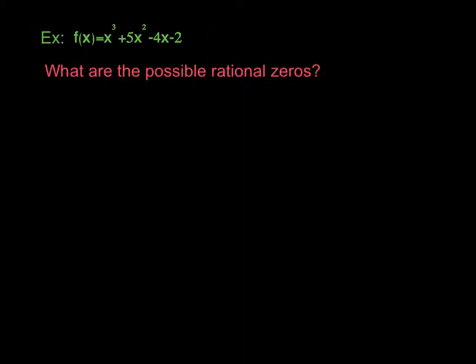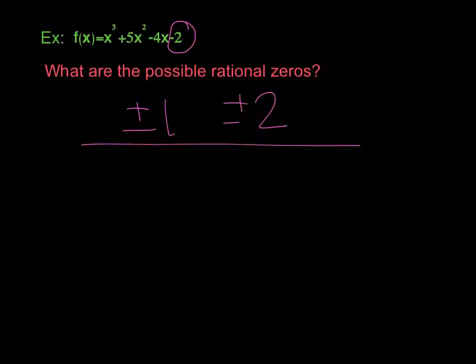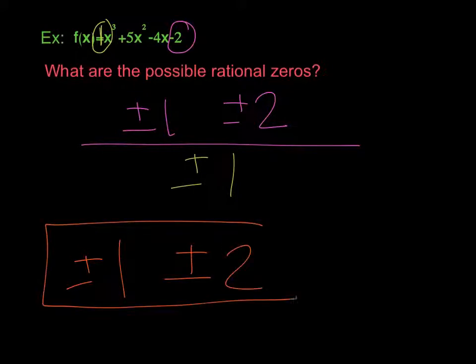Okay, so here's the second one. X cubed plus 5x squared minus 4x minus 2. So I'm taking all my factors of 2, which are 1 and 2, and I'm dividing them by all the factors of the leading coefficient. There's nothing here, so it's assumed to be a 1. So when I divide, I get 1 and 2. Those are my only rational numbers that I'm going to try in synthetic division.